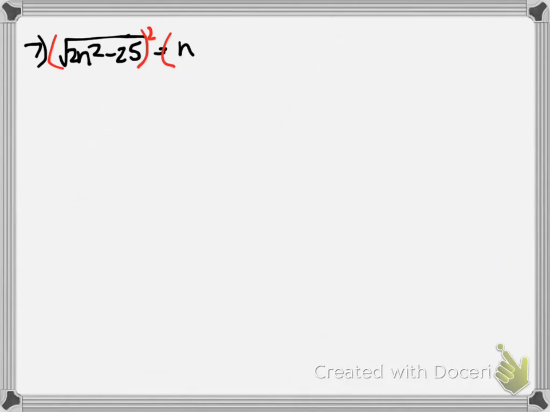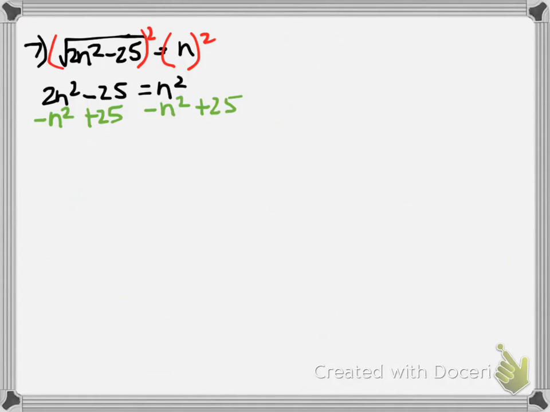So we're going to square both sides. And when we square the square root, we get the quantity, the radicand 2n squared minus 25. And n squared is n squared. So if we follow what we did in that prior problem, where we get all the quadratic terms, the n squareds together, on the left and the constants on the right, I'm going to subtract n squared from both sides, and I'm going to add 25 to both sides. That gives me n squared equals 25.